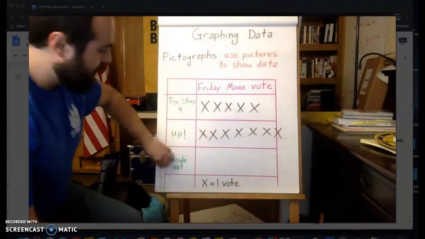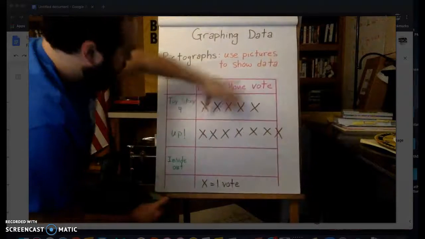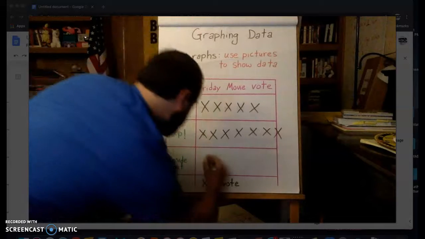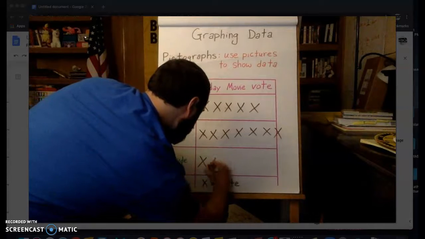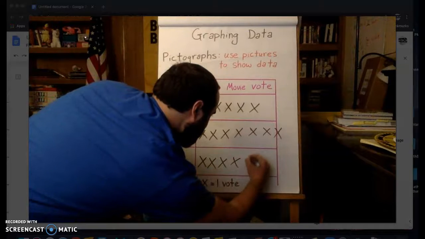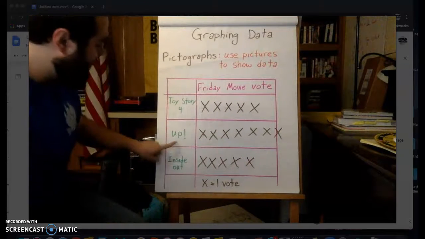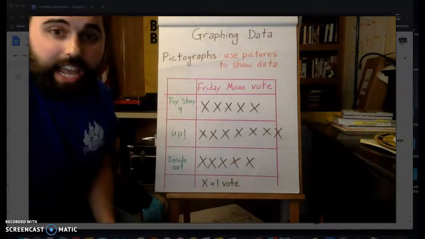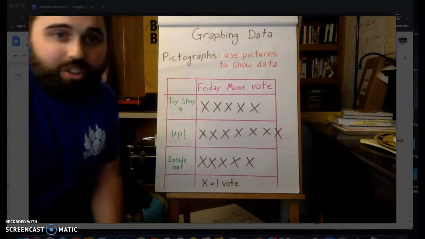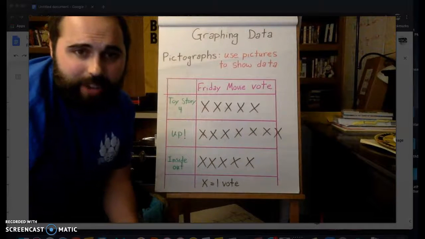And then Inside Out, we can look back at our data. We only had 5. So those 5 and these 5 down here are going to line up with 1, 2, 3, 4, those 5. 1, 2, 3, 4, and 5. So just taking a quick look at this, we can definitely see that Up had the most. And look at that, we had a tie for second place for Inside Out and Toy Story 4. Now, this is just one way that we can use a pictograph.